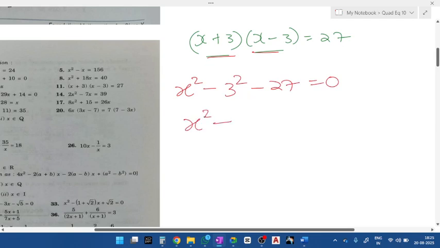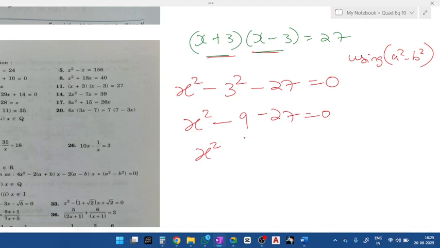x square minus, write this using a square minus b square. x square minus 9 minus 27. How much is minus 9 minus 27? x square minus 36.